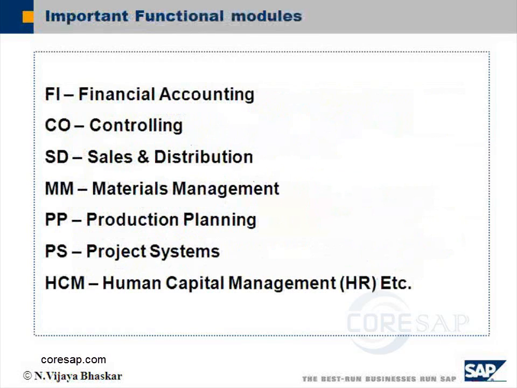Look at this list of important modules, guys. So FI, CO, as I said, are two separate modules. Then we have SD, MM, PP, PS, HCM. I gave these names only for your general understanding.